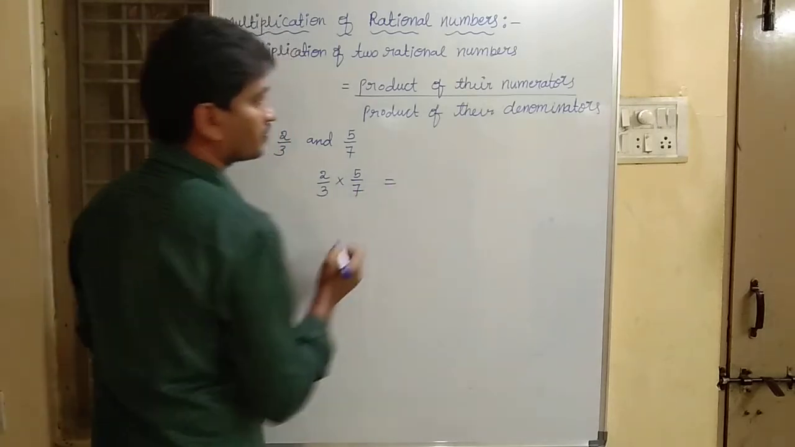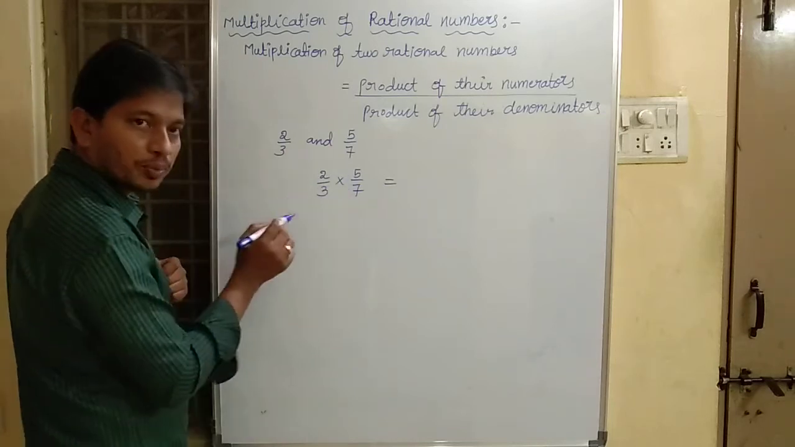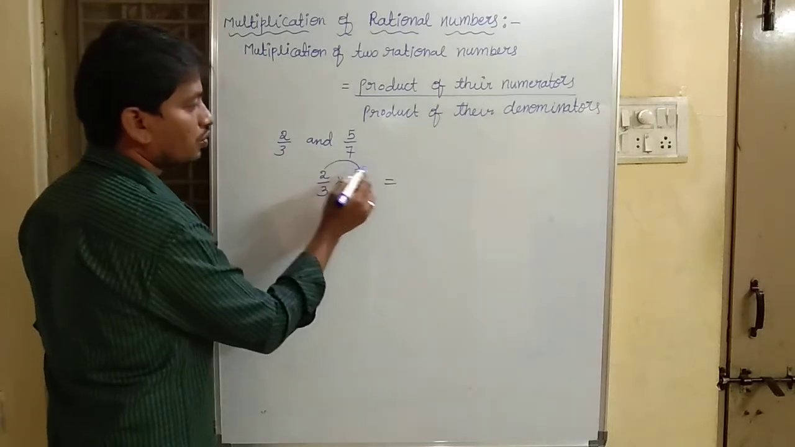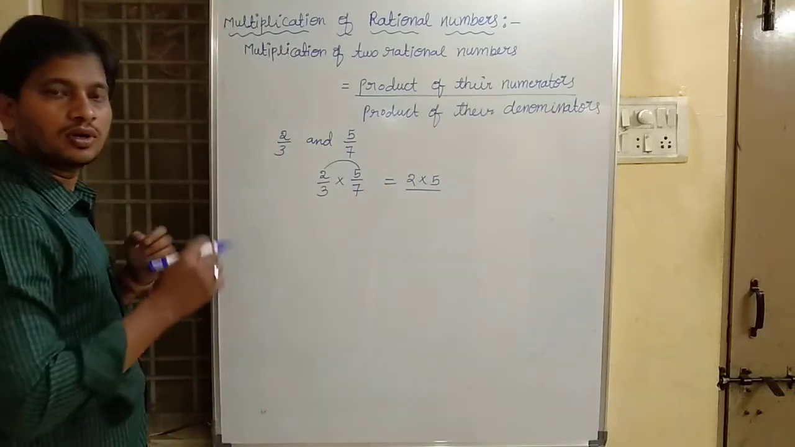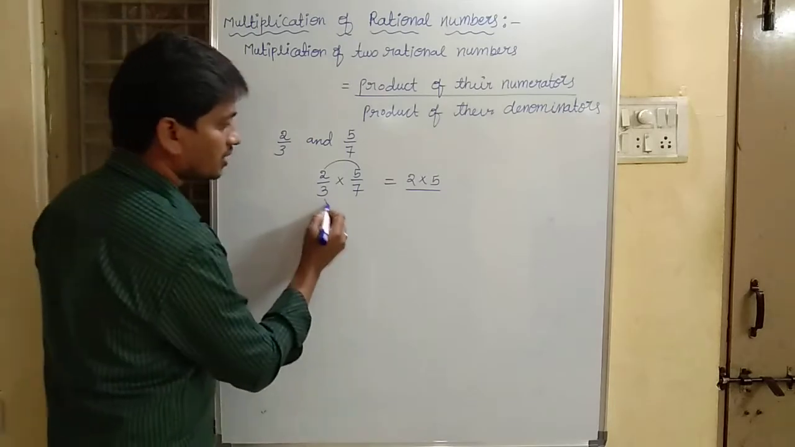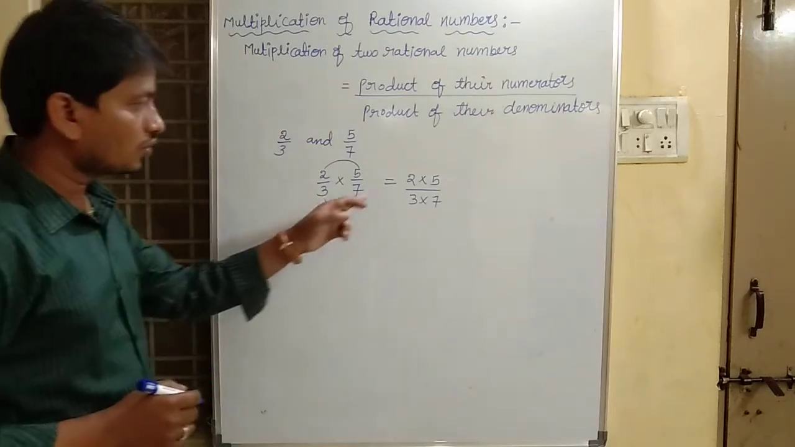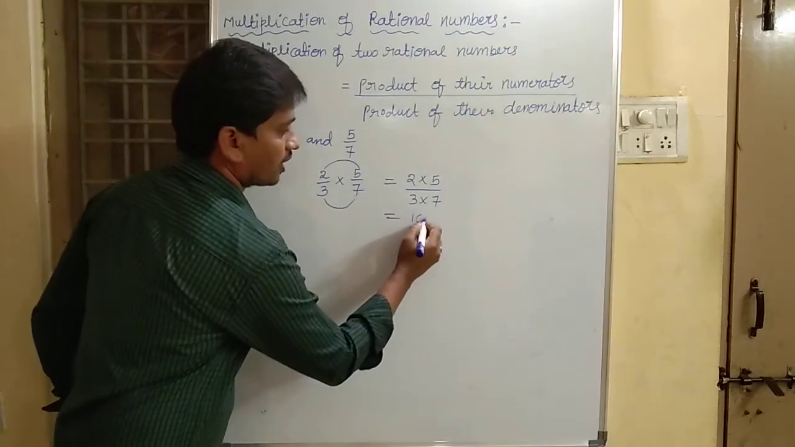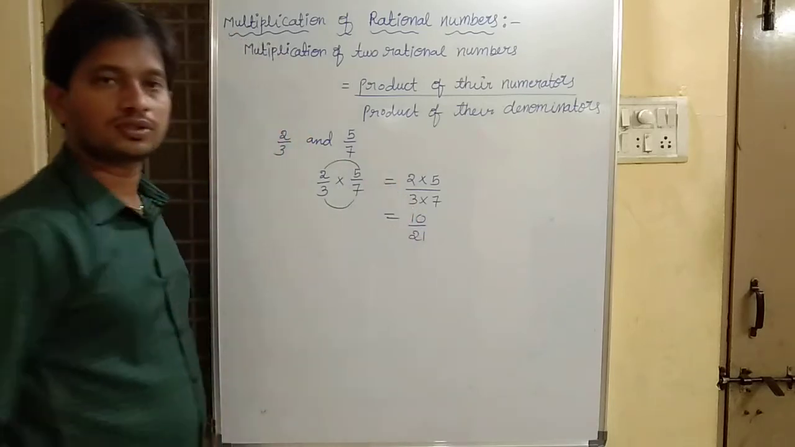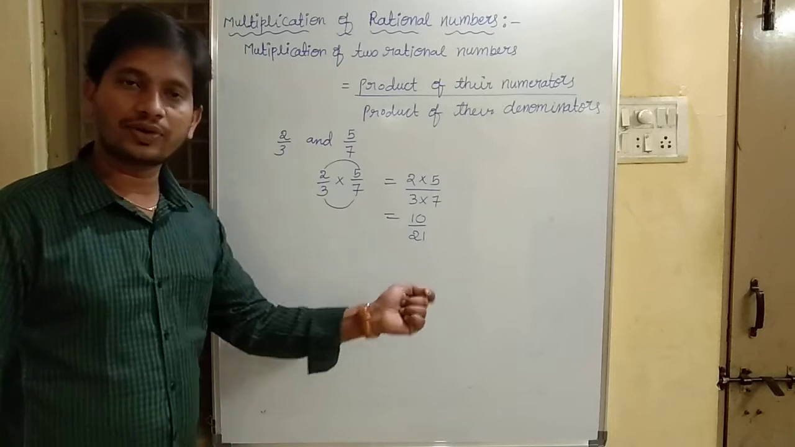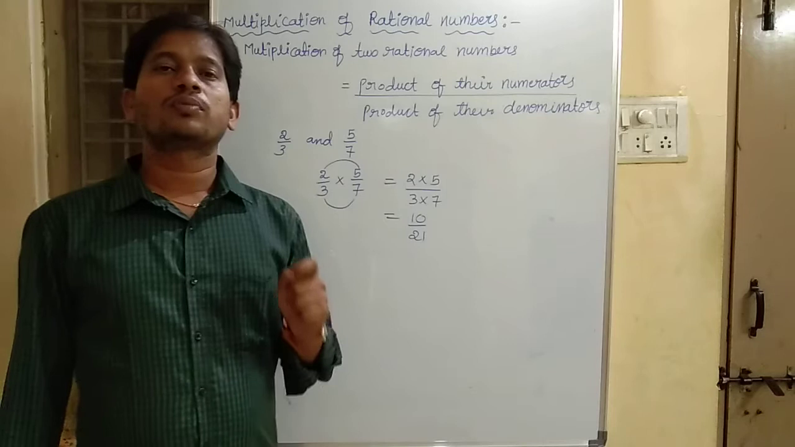So what are the numerators here? 2 and 5. Product of their numerators, 2 into 5, by product of their denominators, that is 3 into 7. 2 5s are 10, 3 7s are 21. So what is the result? 10 by 21.